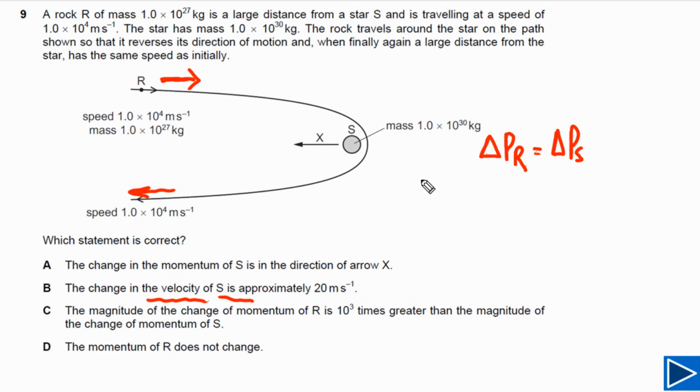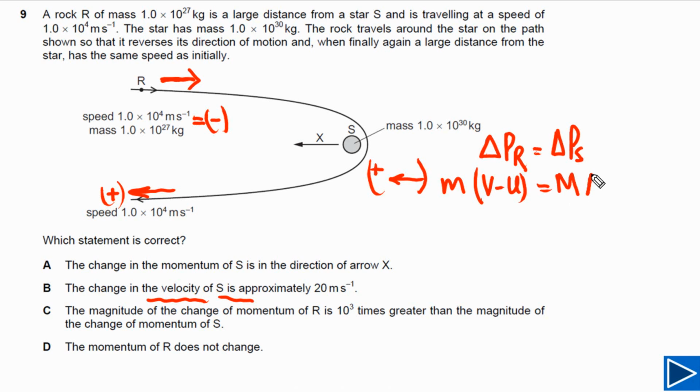Now we need to find the change in momentum. As momentum is a vector quantity, we need to decide one direction as positive. So in this case, let's say to the left is positive. If we take left as positive, then this velocity will be negative and this velocity will be positive. Now we write down the change in momentum: this will be m times (V minus U), and for the star we will simply write the mass of the star times delta V, because we need to find the change in velocity. This is what we need to find out.